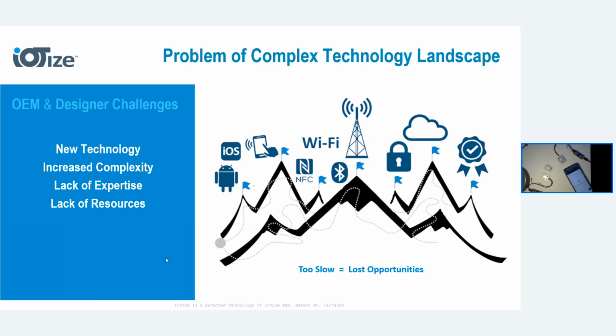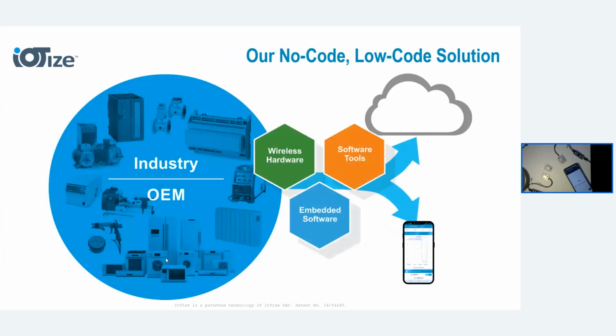IoT revolution. In order to do that, what we did was we came up with a solution, a no-code, low-code solution for creating connected objects. It is a combination of wireless hardware, embedded software, and a tool ecosystem to help them leverage what we've done at the embedded level of our hardware.